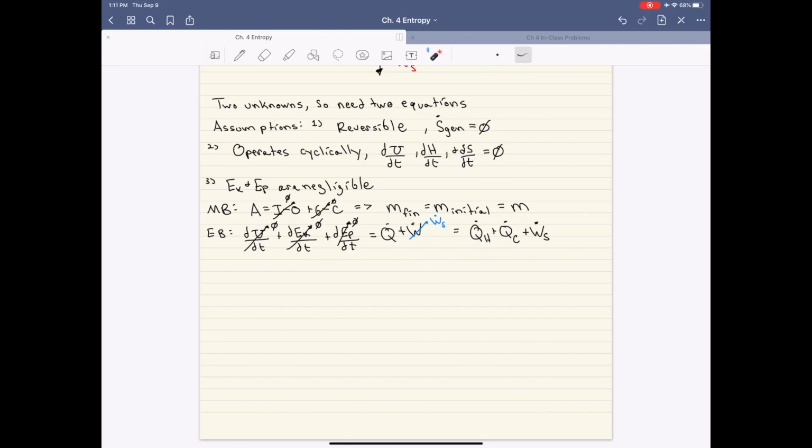Notice, I'll point out here that I put a positive sign on QC, because for right now we're not assuming any sort of directionality with QC here. That's going to pop out when we actually calculate the QC value. So for now, I'm keeping a positive sign there. In any case, these Q's and this shaft work, that sum is going to be equal to 0. We can't do anything with this now because right now we have two unknowns. We have QC and WS.